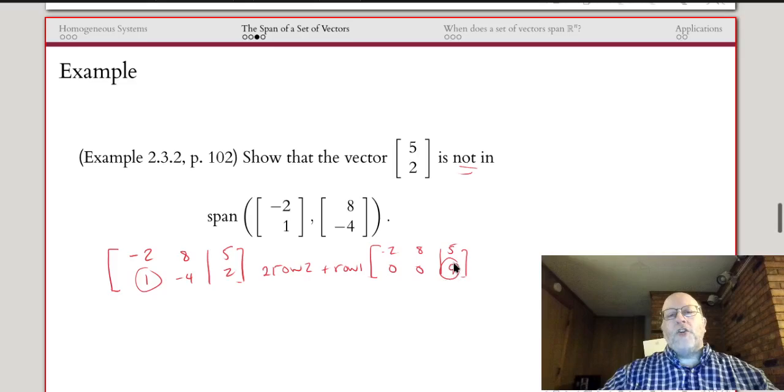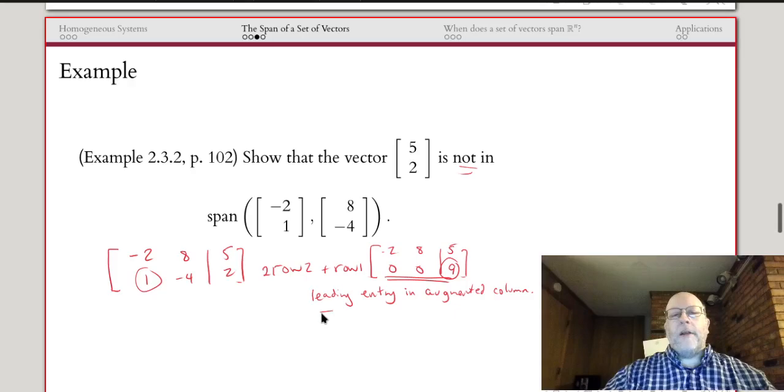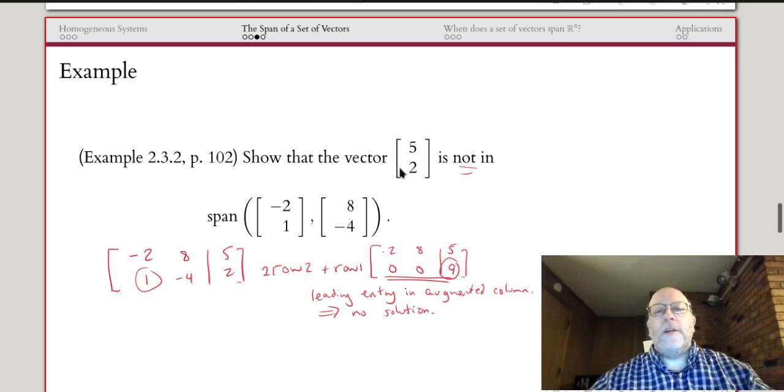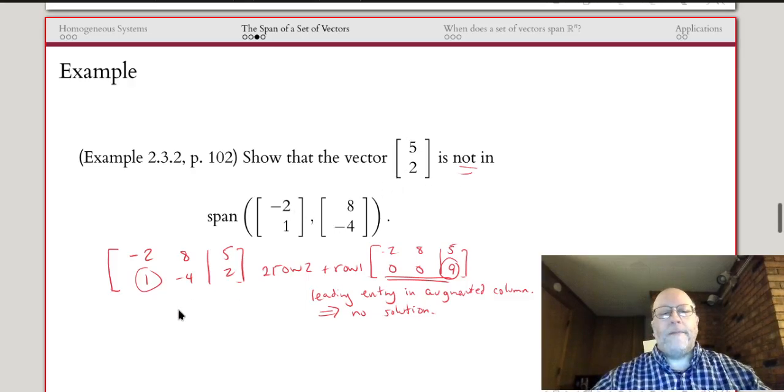And now we do have a leading entry in the bottom row. This is saying that 0 plus 0 equals 9. The leading entry is in the augmented column. And that tells me that there is no solution. And since there is no solution, this vector is not in this span.